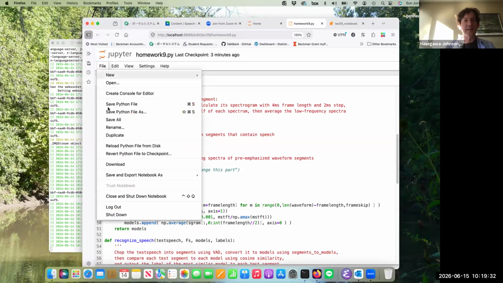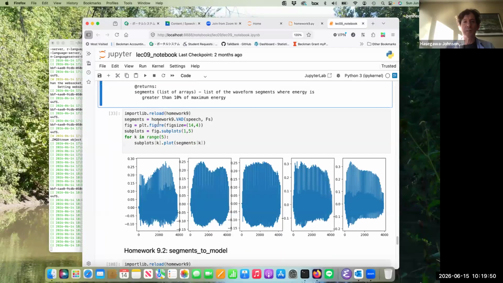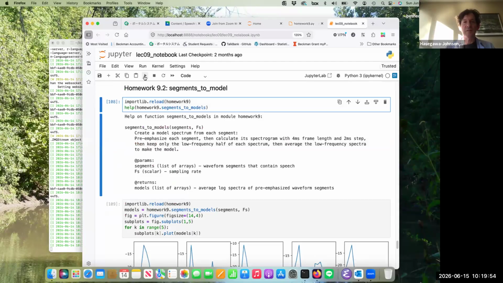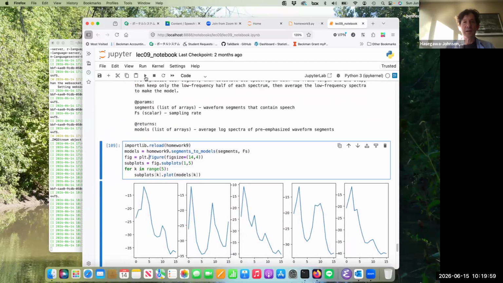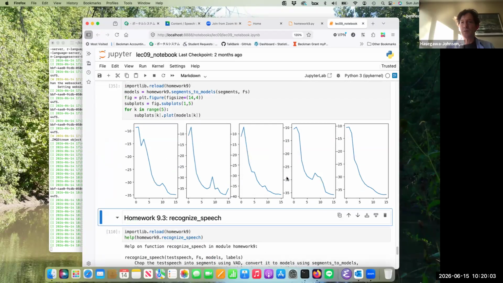Let's try that and see if that solves all the problems. So I've got the frame length is 4 milliseconds, the frame skip is 2 milliseconds, and then I've calculated the waveform, chopped it into frames, calculated the magnitude short time Fourier transform, calculated the spectrogram, and then appended that to the model. Let's see, first of all, if there are any typos by just running the code. Looks like there are no typos. All right, let's see if I can create a reasonable model of each segment. There's the A, E, U, A, O.